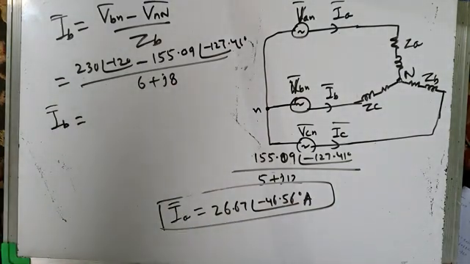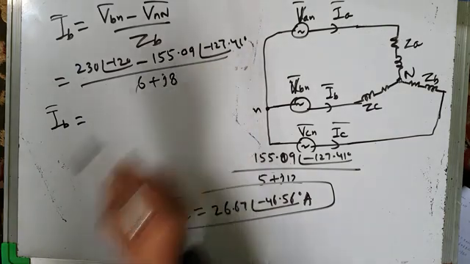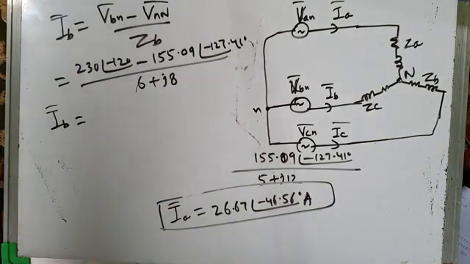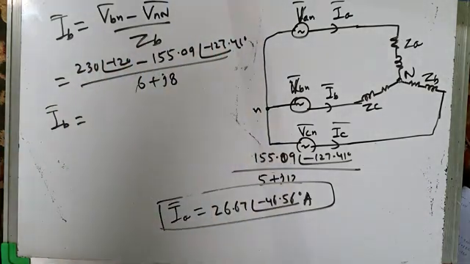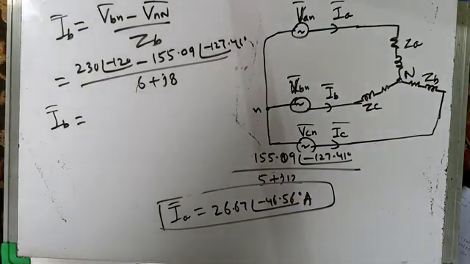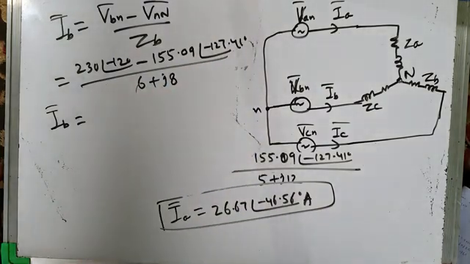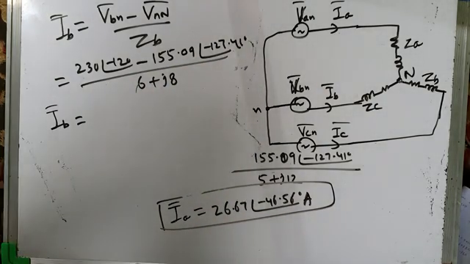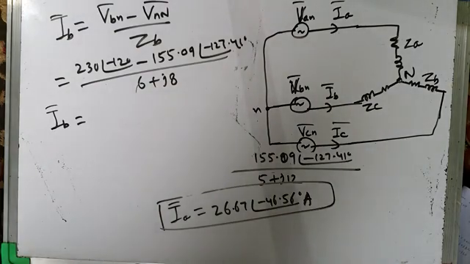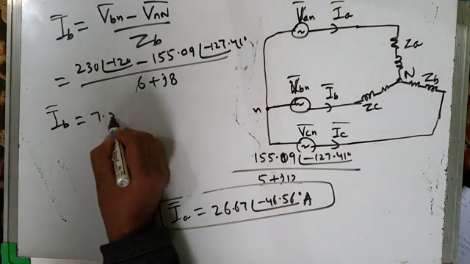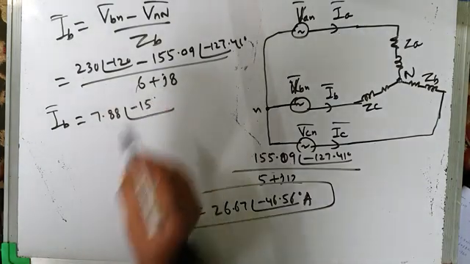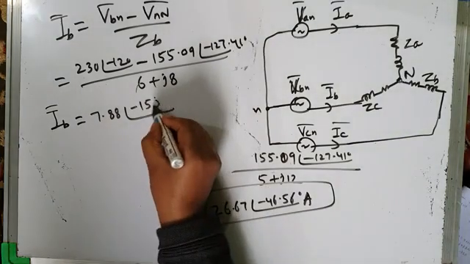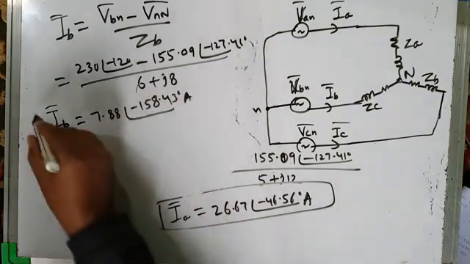Take a calculator in your hand, transform these rectangular coordinates into polar coordinates, divide numerator by denominator, and then transform all the polar coordinates. Finally you will get something in polar form. Convert from polar form to rectangular form. So you will get IB, and you can retain that in polar form. IB will come out to be, as per my calculations, 7.88 at an angle of minus 158.43 degree amps. This is my IB.